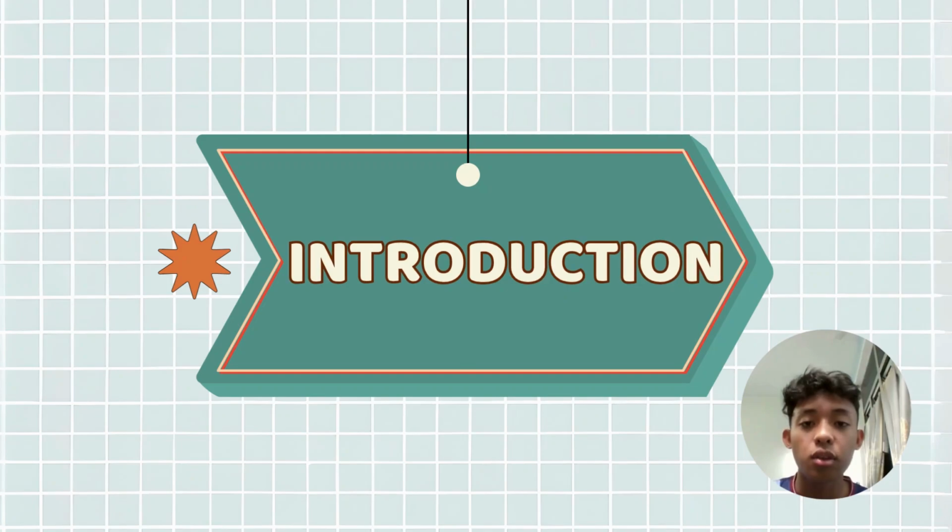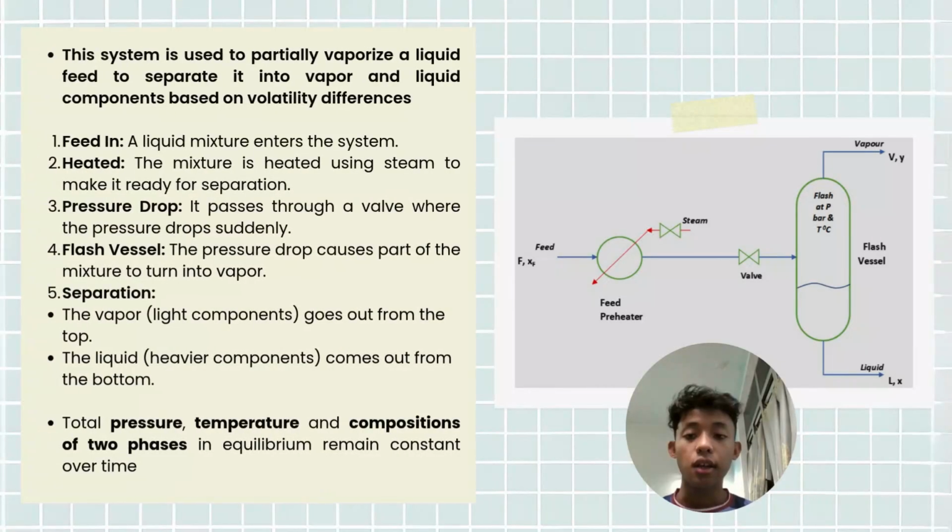First of all, we will talk about the introduction of this group project assignment. In this part, we will explain a little bit about flash distillation. This system is used to partially vaporize a liquid feed to separate it into vapor and liquid components based on its volatility differences. As you can see in this diagram, it shows how flash distillation works in a real system.